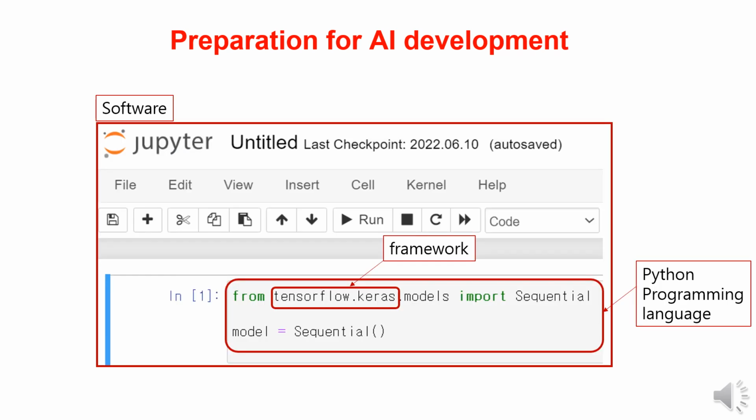This slide captures a screen for AI coding. It demonstrates, using the Jupyter Notebook, which was introduced in the previous slide, we can import the AI library called Keras, using the Python programming language.